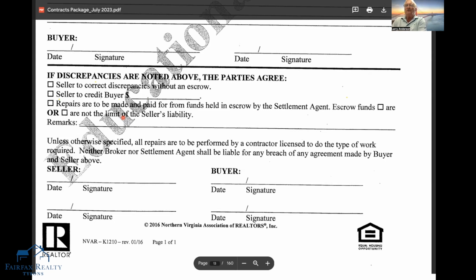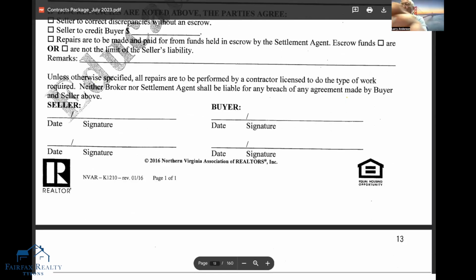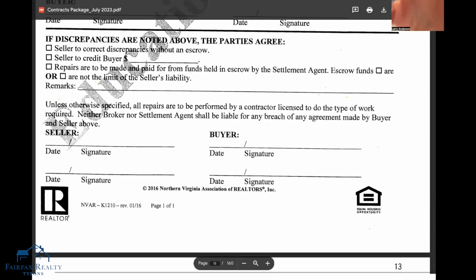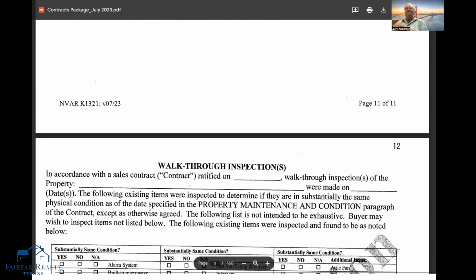So that's why I say I would rather get my own estimates as a buyer and have the money paid directly to those parties and not be an escrow by the settlement agent. And once again, it notes all work has to be done by a licensed contractor to do the type of work required. Any questions about that form?